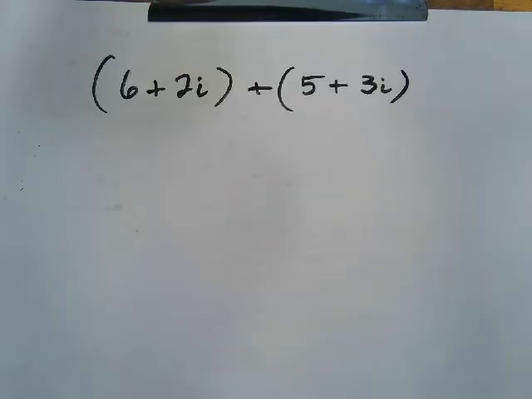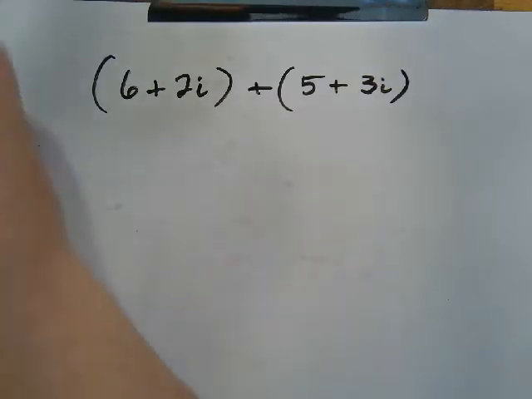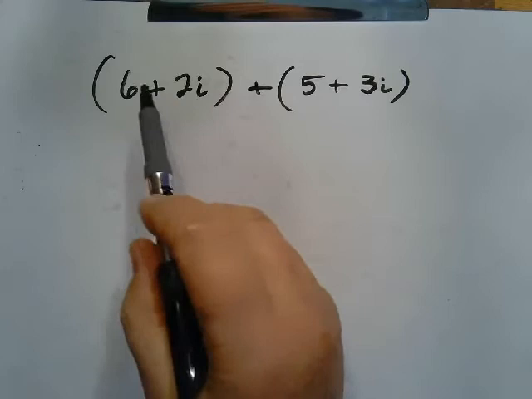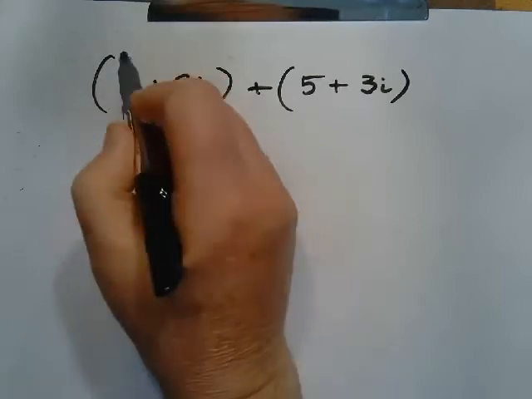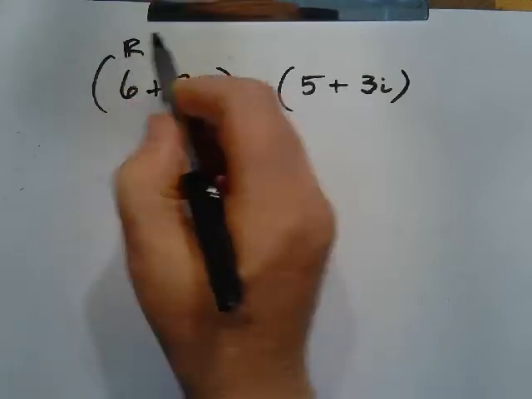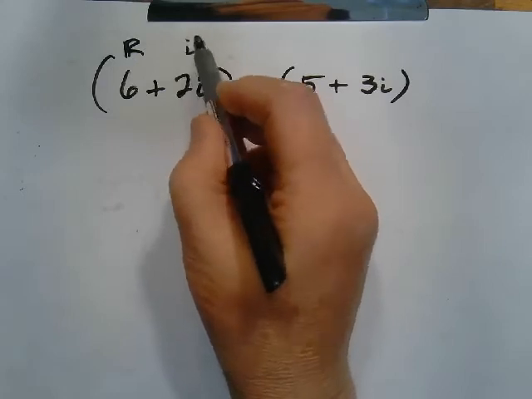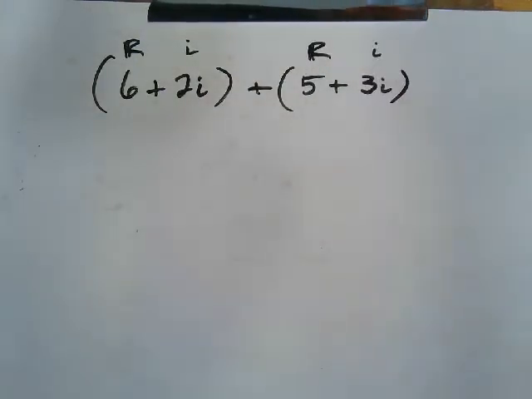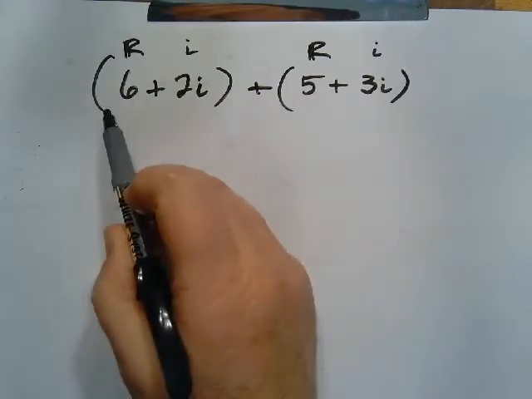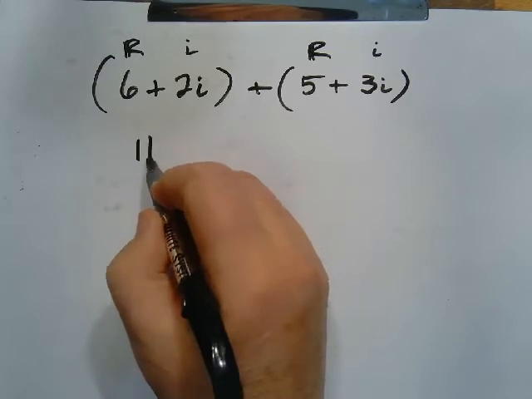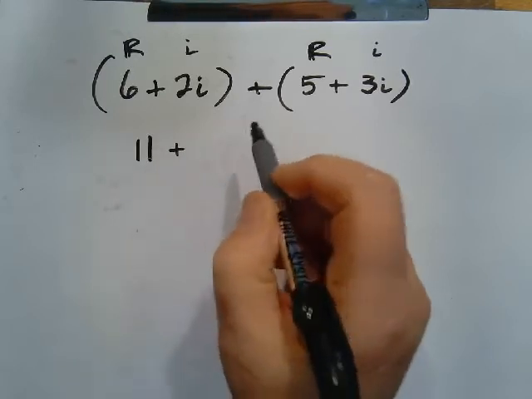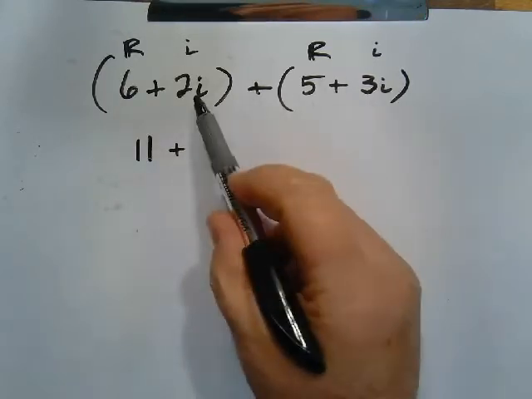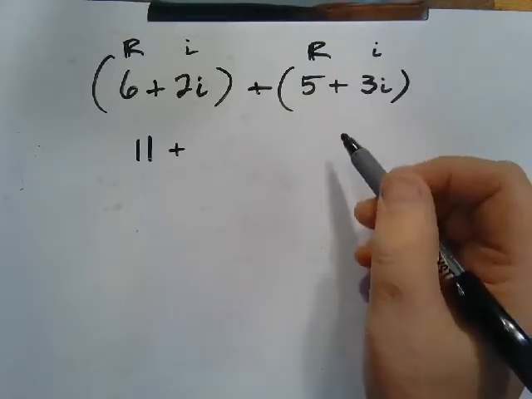Okay. All right, here's a typical addition problem using actually complex numbers. This is a complex number. This is the real part. This is the imaginary part. This is the real part. This is the imaginary part. And as you can imagine, we can add the real parts together. That would be 11. And we can also add the imaginary parts just as though this i were a variable.